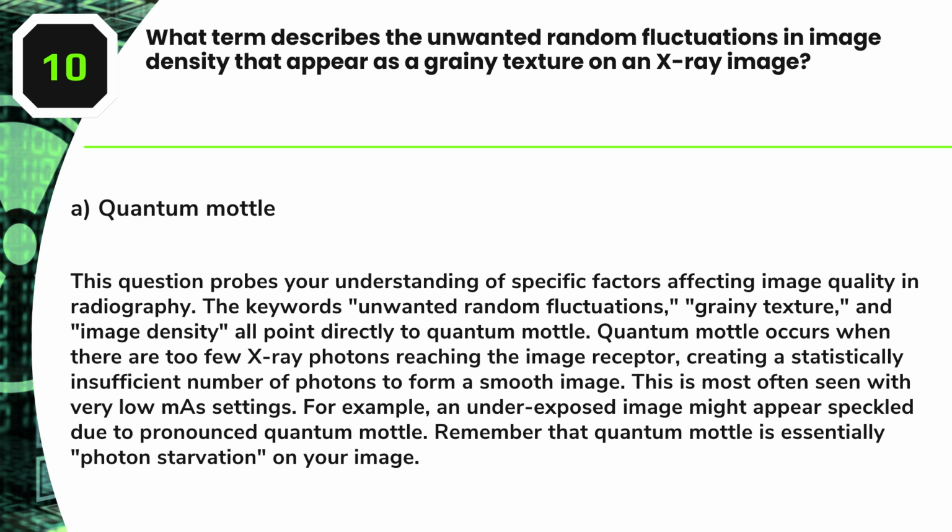This is most often seen with very low mAs settings. For example, an underexposed image might appear speckled due to pronounced quantum model. Remember that quantum model is essentially photon starvation on your image.